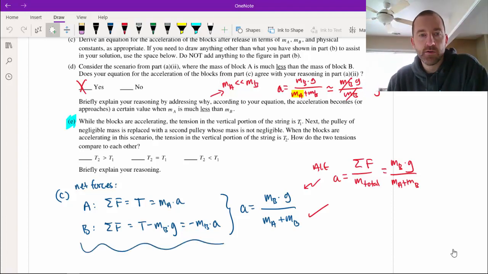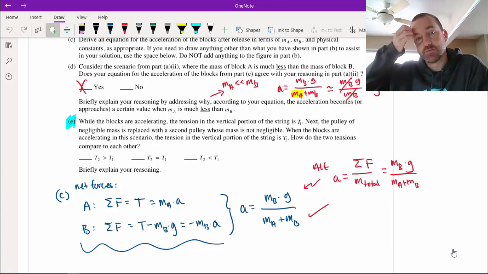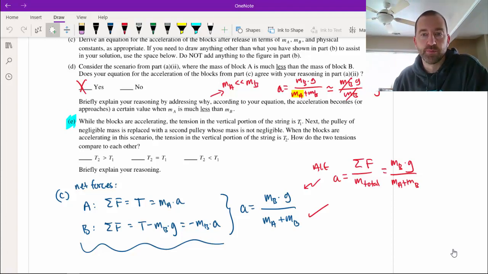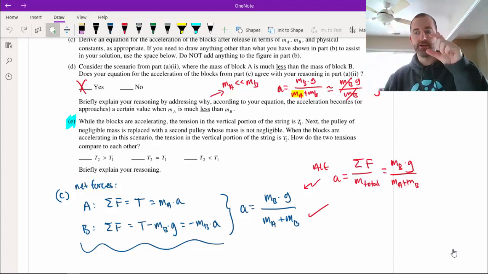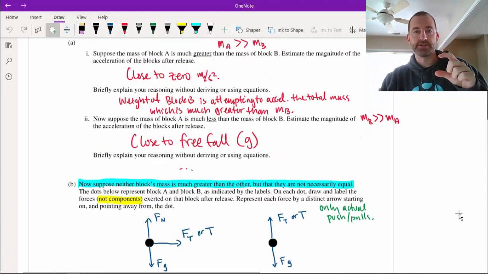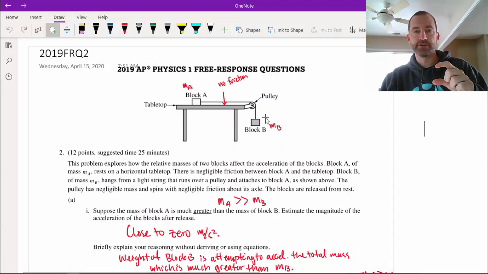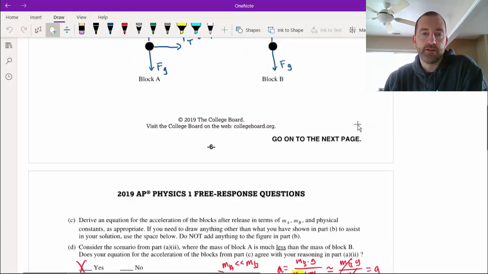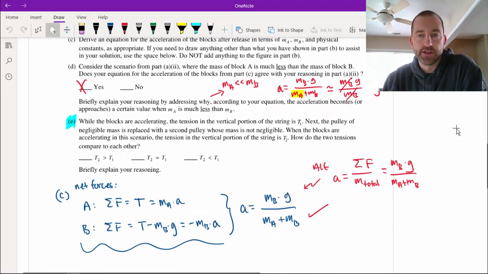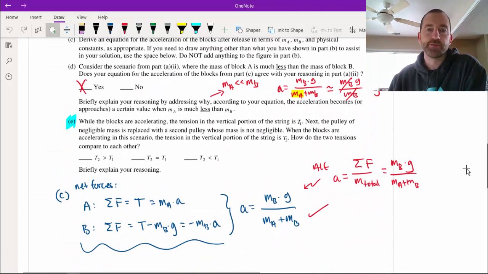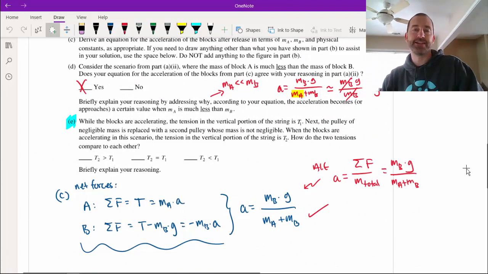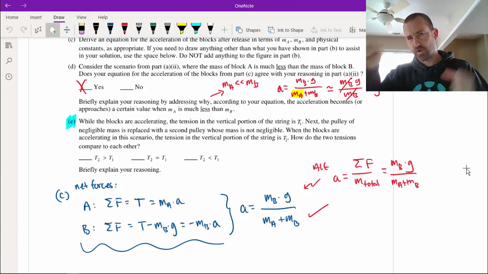So for part E, they're asking us about tensions now. It says, while the blocks are accelerating, the tension in the vertical portion of the string is T1. So when the two things were moving, the tension right here in this vertical portion of the string, we're going to call that T1 now. And after we've denoted that as T1, it says the pulley of negligible mass is replaced with a second pulley that is not negligible. It means it has mass, it has inertia, it's going to take energy to make it rotate, it requires torques.